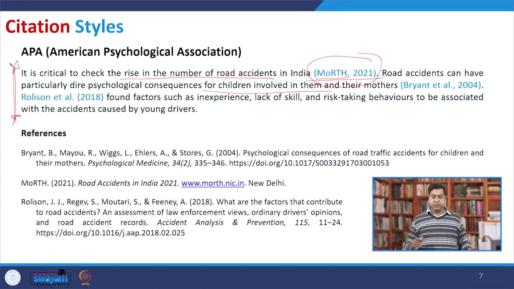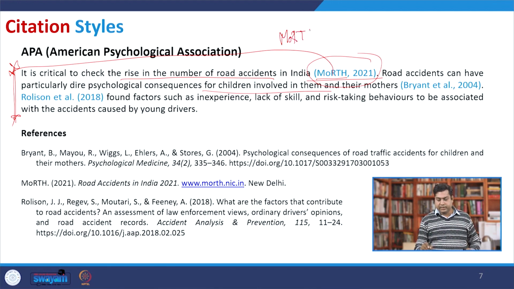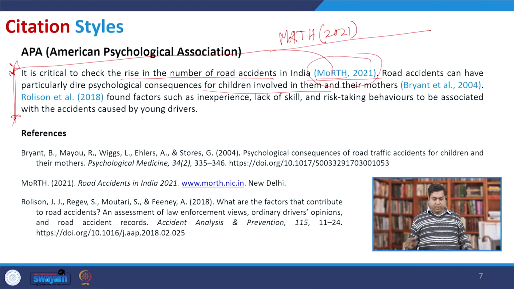But suppose you want to make it a direct statement, say the Ministry of Road Transport and Highway published a document in 2021 which clearly indicates that there is an upward trend of road accidents. You can change this. In that case it will come at the beginning, and there is a little change. You do not need to use the parenthesis like this, you can straightaway write the citation like this. Okay.